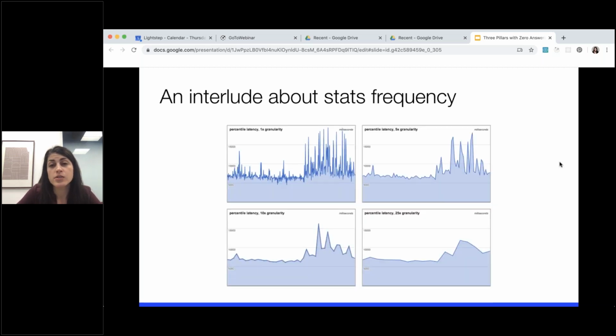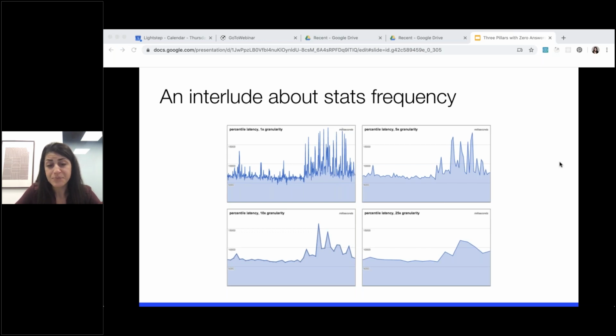So before we dive into the scorecards for these two fundamental activities, I wanted to give a quick interlude about statistical frequency. These 4 graphs show exactly the same data. They show, I think, P99 data of some signal. But the main difference between these 4 graphs, going from the top left to the bottom right, is that they have different levels of granularity. The top left shows 1 second granularity, then 5 second, then 10 second, and then 25 second granularity.